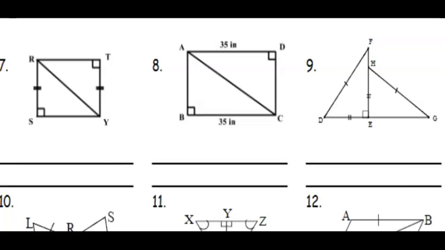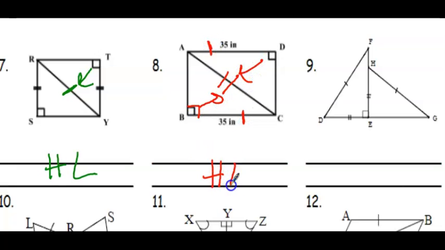Number 7, what is this side? That's the hypotenuse leg. Number 8. They give you the hypotenuse, they give you this side, and they give you the 90 degrees. Hypotenuse leg. Same with number 9. Hypotenuse leg. Look at the side, and is it across the way from the 90 degrees?